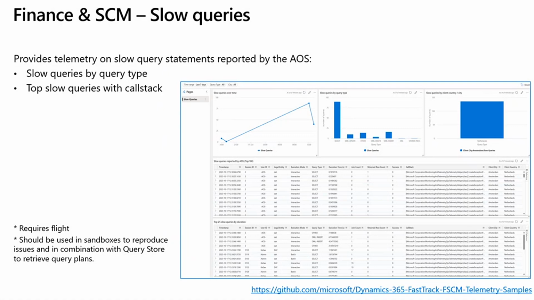We do have one recommendation here: you need a flight enabled to get that. And the recommendation is to only have it in sandboxes, right? Because in some very high transactional environments, if you enable these slow queries, you get a lot of telemetry, obviously. So sandboxes can be used during testing periods. Additionally, on sandboxes, you have the ability to also connect to the query store, to have a power combo of two tools to troubleshoot slow query performance.